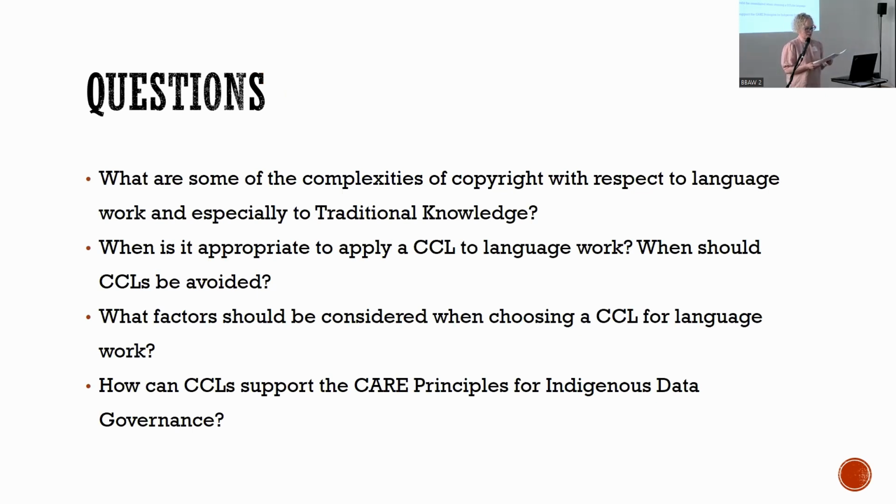What are some of the complexities of copyright with respect to language work, and especially to traditional knowledge? When is it appropriate to apply a Creative Commons license to a language work, and when should they be avoided? What factors should be considered when choosing a Creative Commons license, and how can they support the CARE principles for Indigenous data governance?